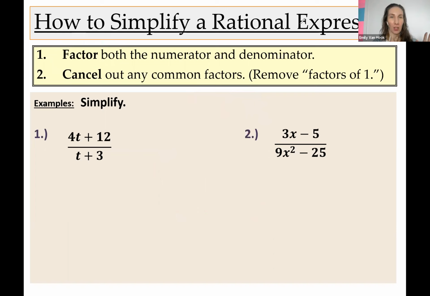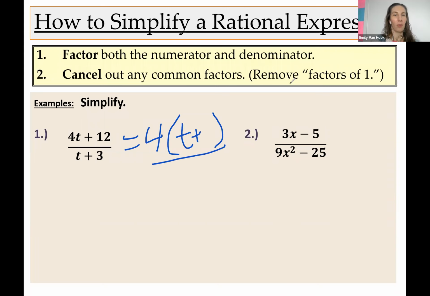Okay, so let's do number 1, 4t plus 12 over t plus 3. We're going to factor 4t plus 12. There is a common factor of 4. So we factor out a 4, and we're left with t plus 3. So 4 times t plus 3, or 4 parentheses t plus 3 in the numerator. Now we move to the denominator. In this problem, there's really no factoring we can do. T plus 3 is already as simplified as it's going to get. There's no GCF. We can't do difference of squares. It's not a trinomial. There's nothing we can do. So we just leave it.